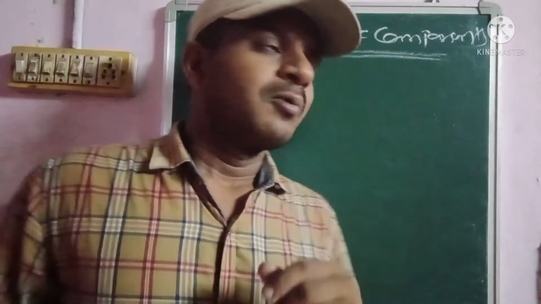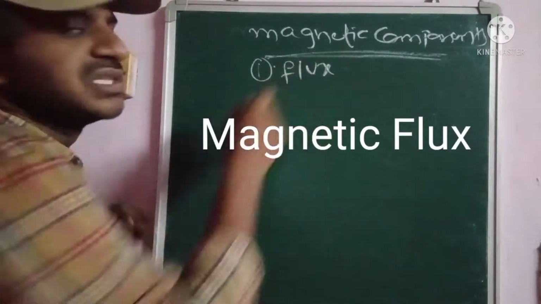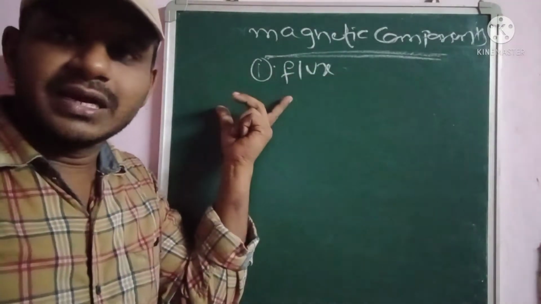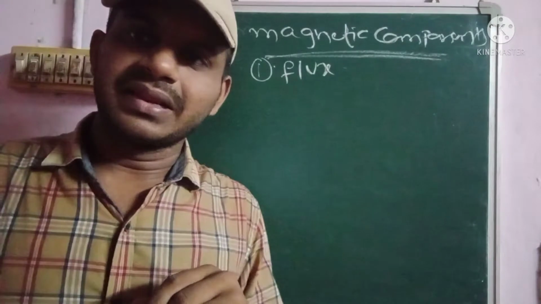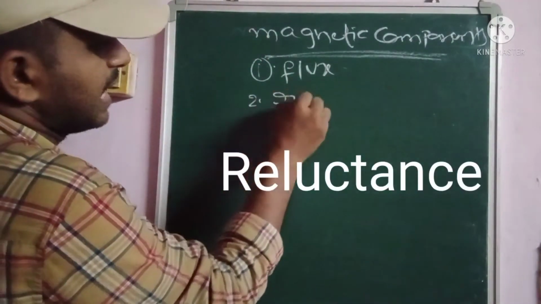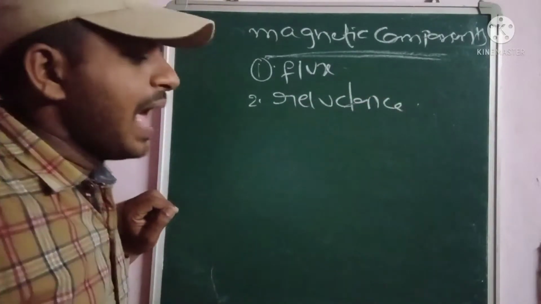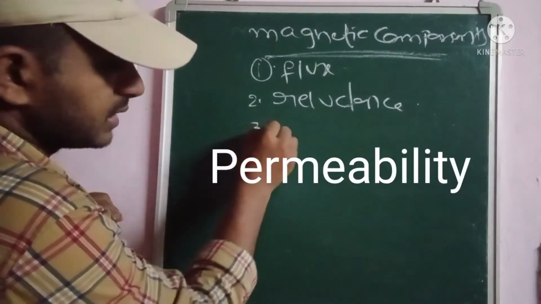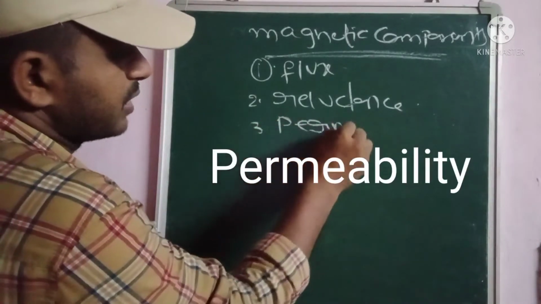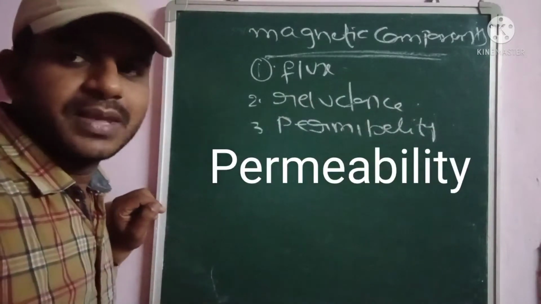Coming to the magnetic components, there are different types of magnetic variables. One is the flux, which is the most important in that particular magnetic material. The second one is the reluctance, and the third one is the permeability.